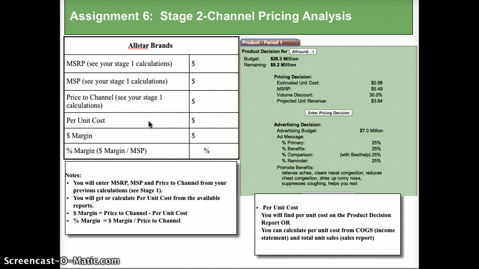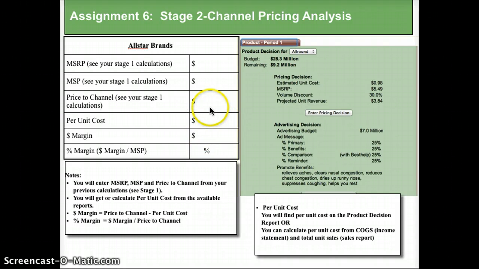You can either calculate your per unit cost from your cost of goods sold, which is on your income statement, and from total unit sales from your sales report, or you can find the unit cost or an estimated unit cost on the product decision report. I've included a screenshot of that product decision report just so you'll see where that information is, okay? So once you find your cost information, you'll put that information here on this line.